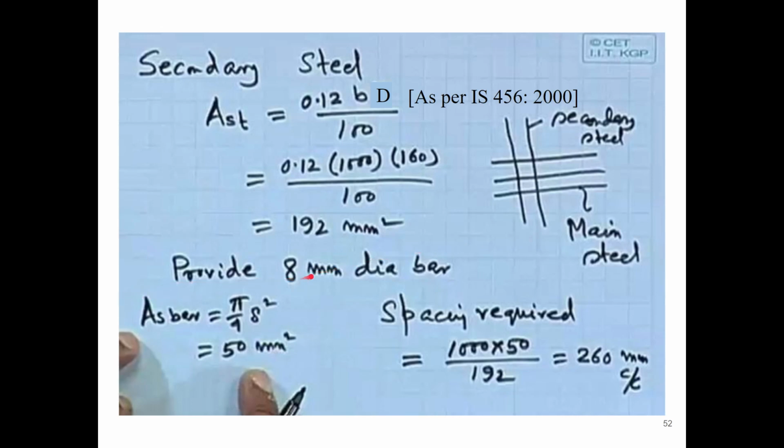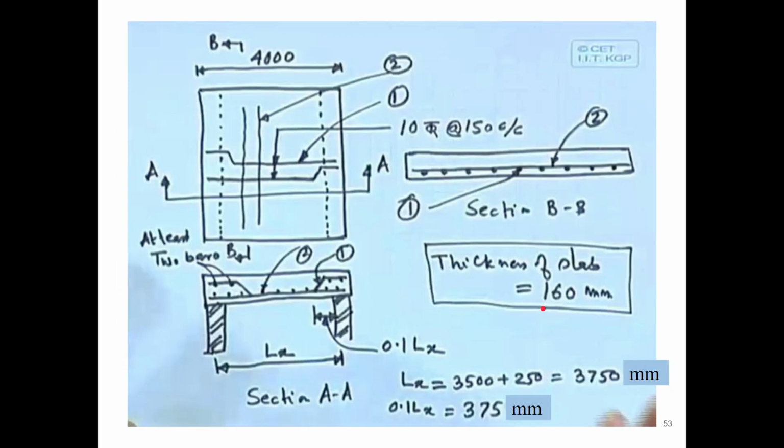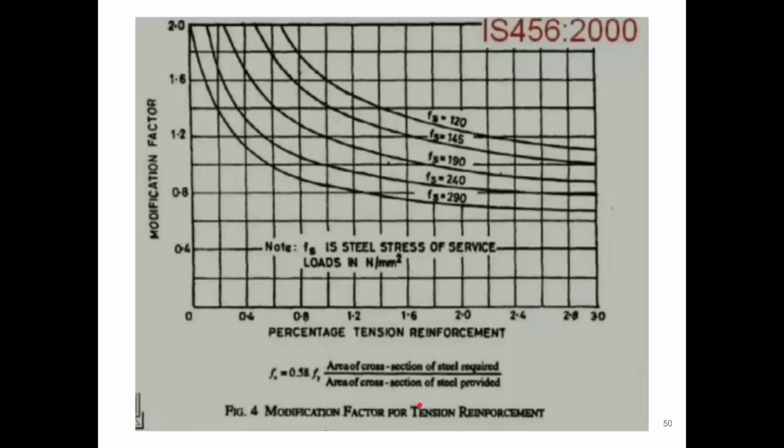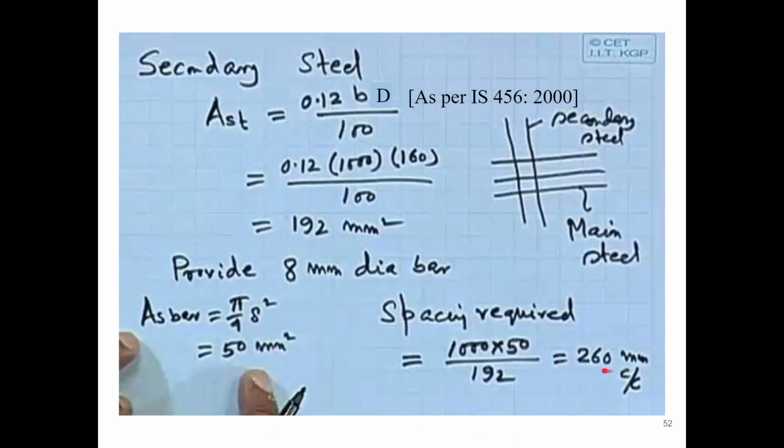For the secondary steel bars, we have to provide 8 dia bars. One 8 mm bar has an area of 50 square millimeter. So the spacing required will be 1000 into 50 by 192, which is 260 millimeters center to center. From this only, they have found this one is 250. If you see here, that is 250. This is coming from here after design. It should be less than 260, 420, and 300, so definitely 250 is better.